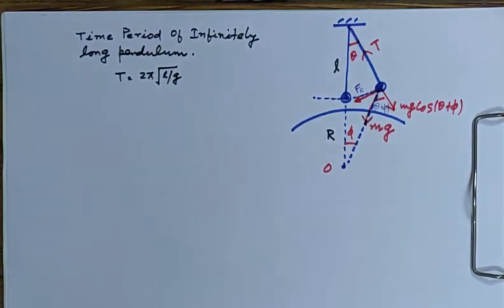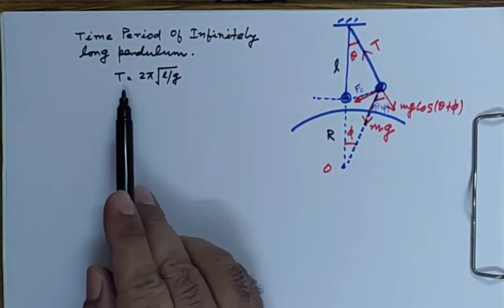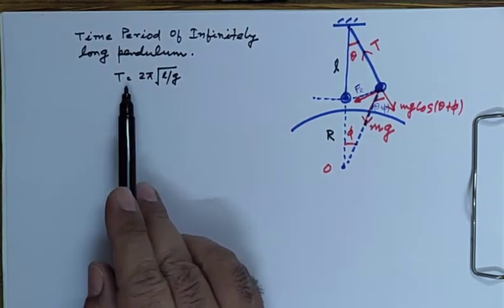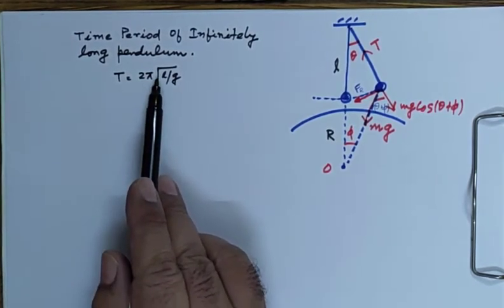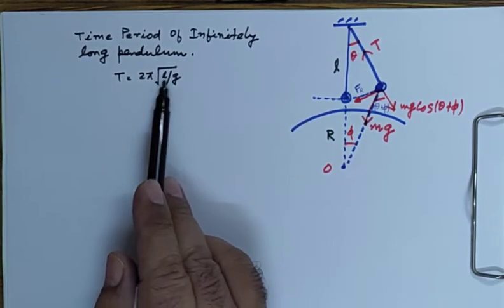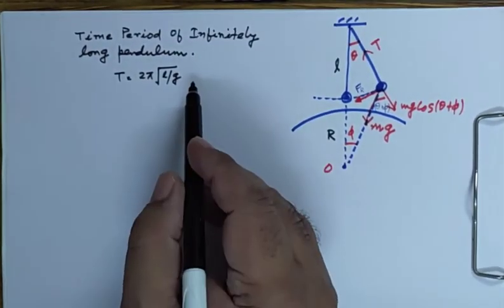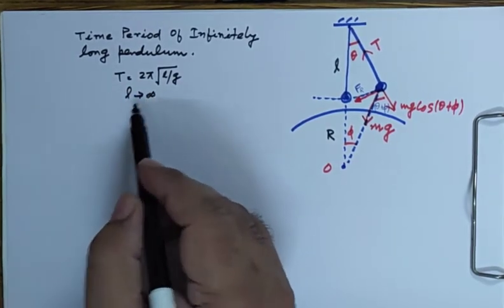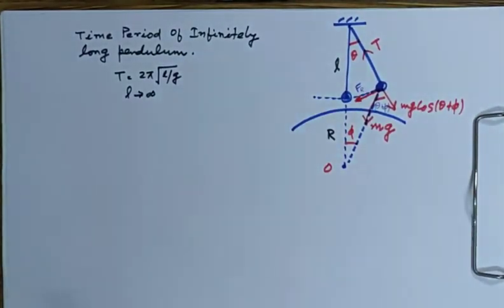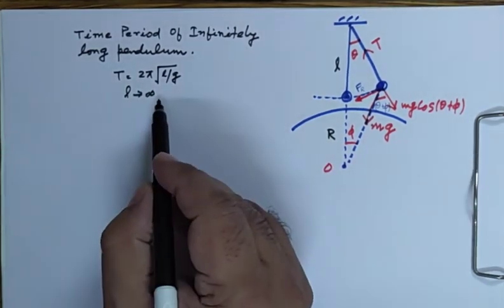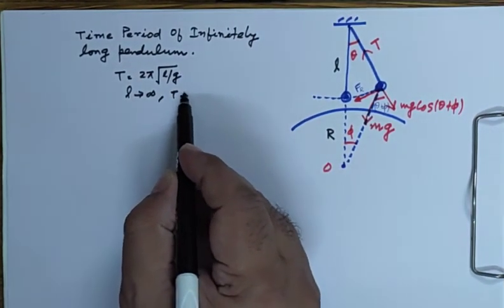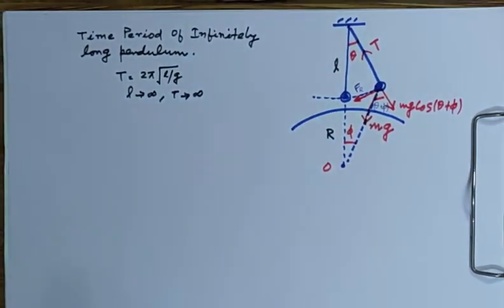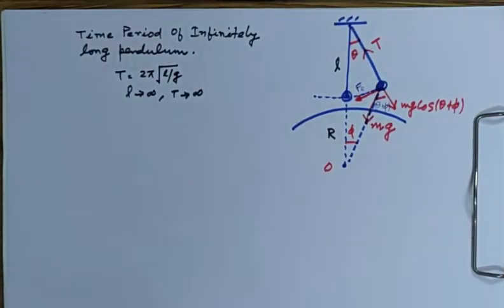Dear students, we know that the time period of a simple pendulum is given by this expression: T equals 2π square root of L by g. From this equation it appears that if L tends to infinity, meaning the length of the pendulum wire becomes very large, the time period will also tend to infinity. But actually this is not true. It does not happen like this.